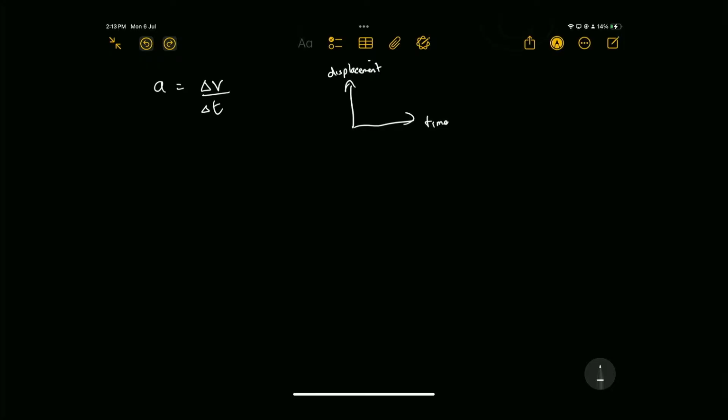How do we describe this graph? That's a straight line, right? It has a positive slope, and the displacement is increasing as time increases. The displacement increases with time. So what would be the gradient of this graph?